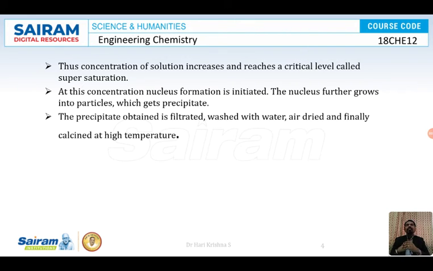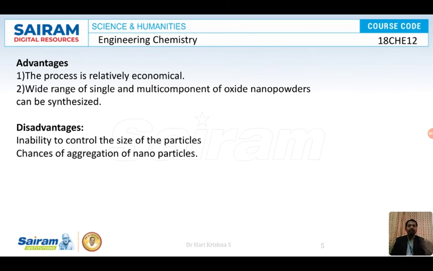The precipitate is filtered, washed with water, dried, and finally calcinated at high temperature. It is heated at a very high temperature. The dried powder is calcinated subsequently to obtain the final crystalline metal oxide in nanoparticle form.